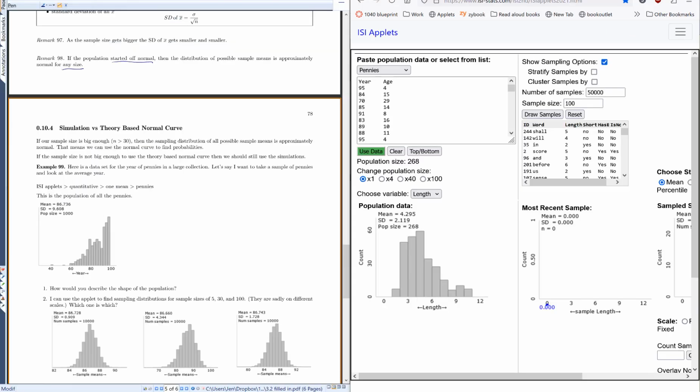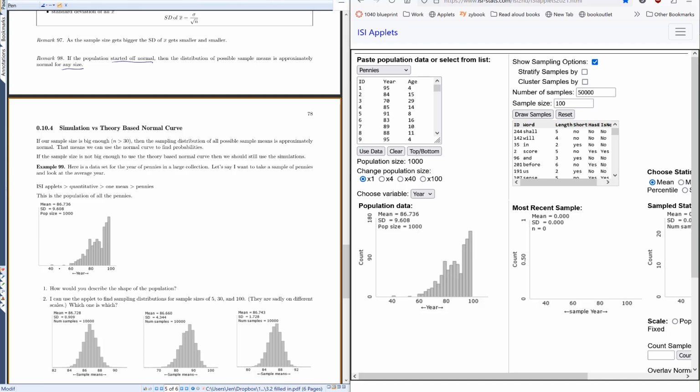So always check. I clicked use data, it didn't actually change, because I'm like, oh wait, that looks the same as what it was before, that doesn't look like what I was supposed to get. Let's try again, use data. Okay. So here's my population for all the pennies. We have a mean of 86.7, standard deviation 9.6, and it is definitely left skewed. So we would definitely describe the shape as left skew.